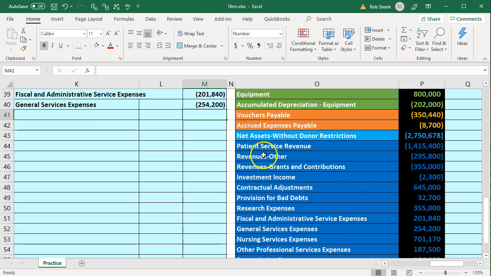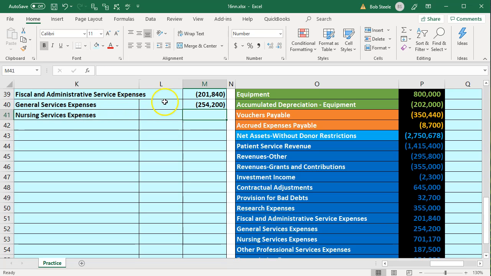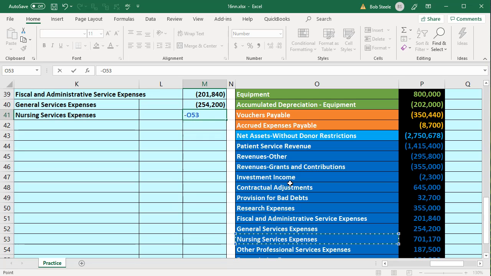And scrolling back down a little bit more, in K41 we're going to say equals, we're going to pick up the nursing service expense. That's going to be on the credit side. So we're going to say negative of, scrolling back down to that 701,170 and enter.